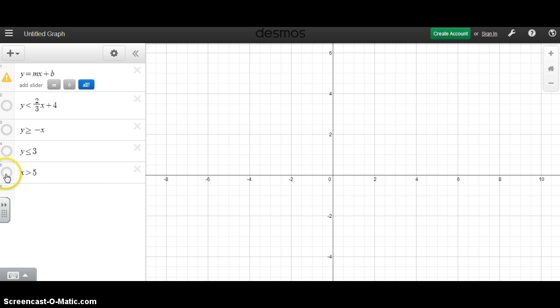So, let's see what it looks like. I'm going to ask myself a couple of questions here. We can't shade above or below, right? Because it's a vertical line. It's dashed because it's greater than. But why did I shade to the right?